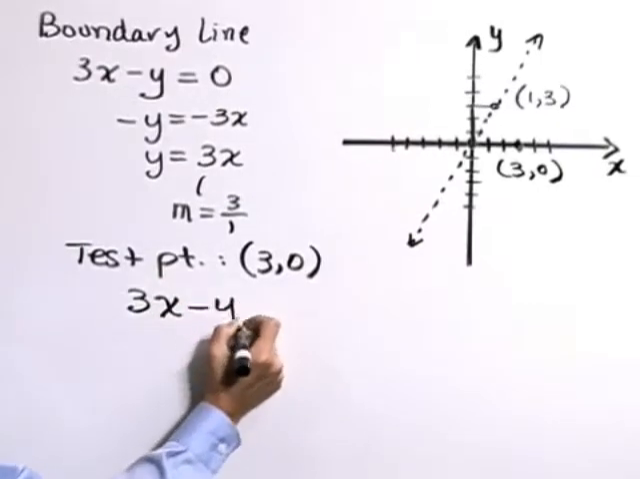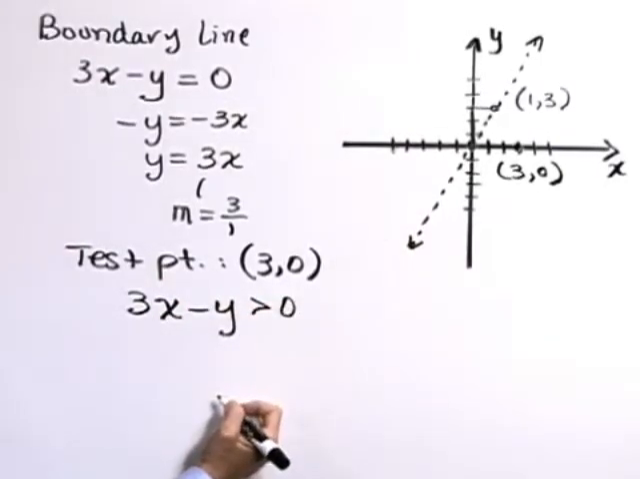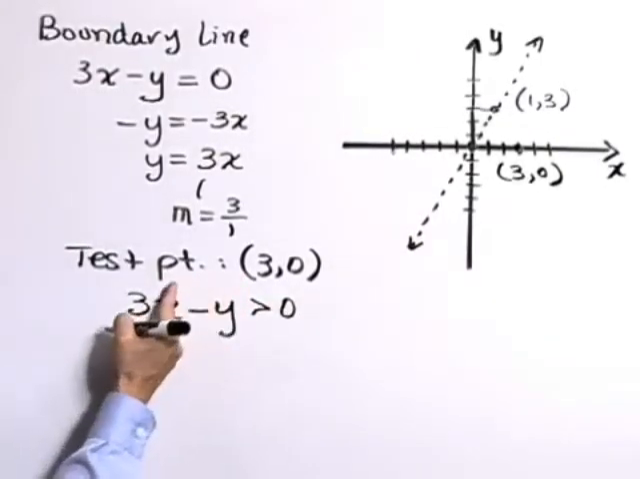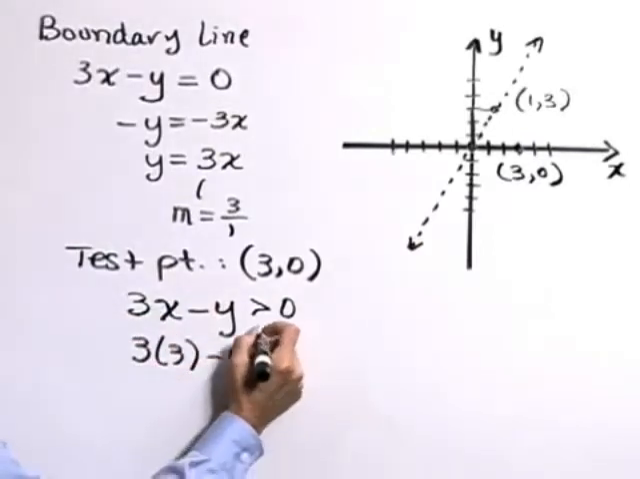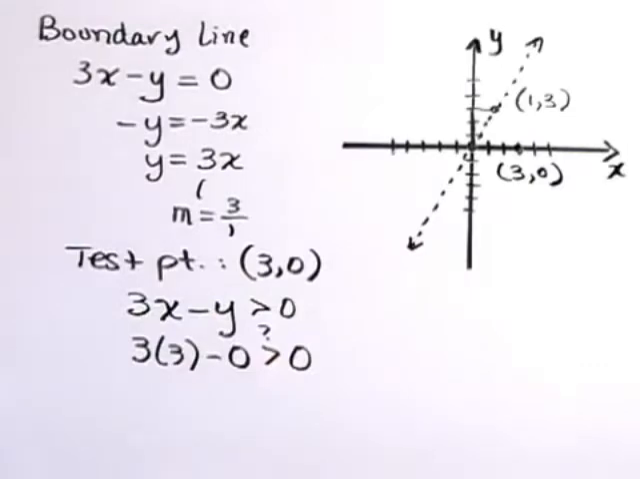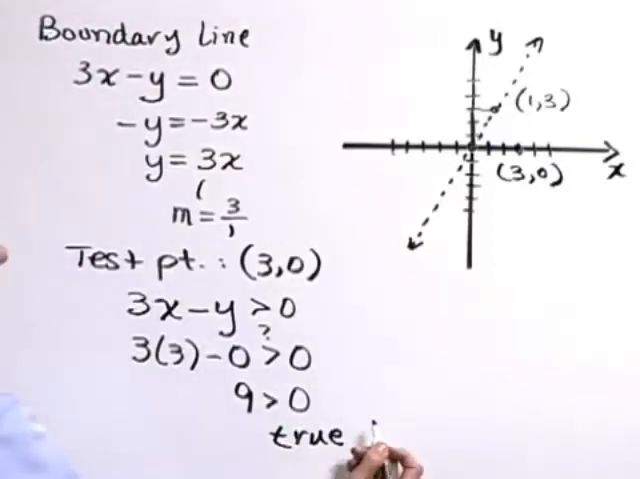3x minus y is greater than 0. Does it work? Let's substitute 3 for x and 0 for y. Is this a true statement? In other words, is 9 minus 0, or 9, greater than 0? Yes, indeed, that's true. So our point (3, 0) satisfies the inequality.